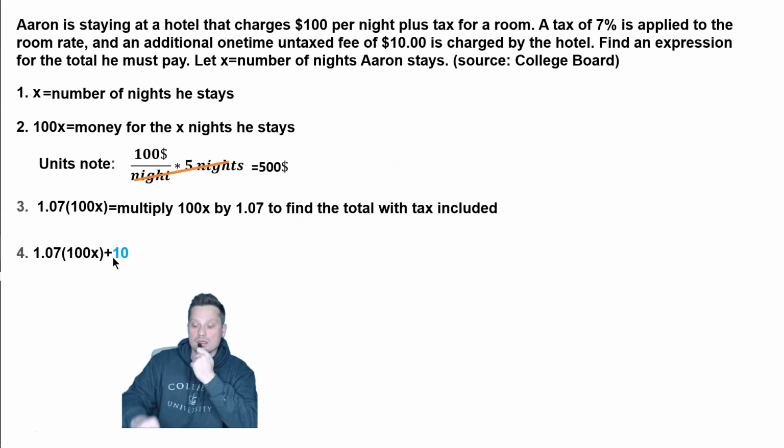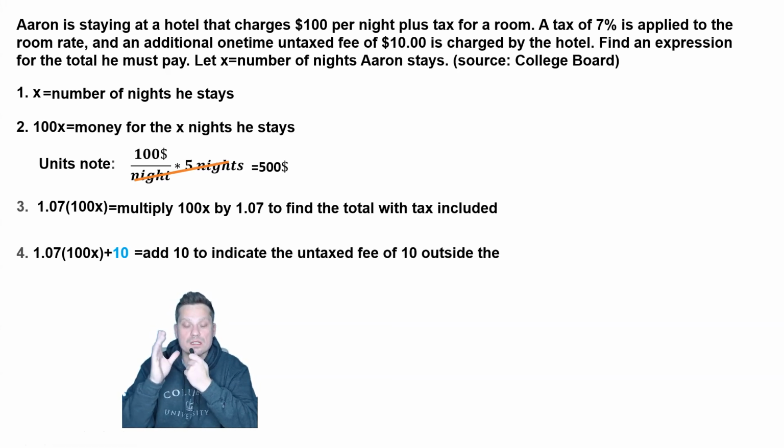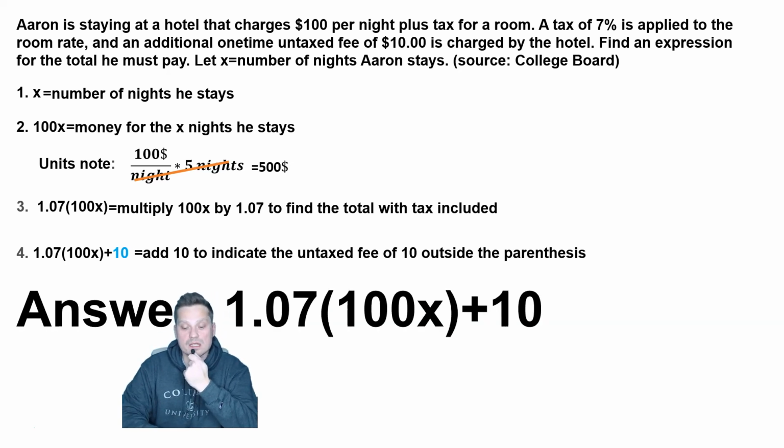And then in simple English, what this means now is the following. If I were to spell it out, it would be like saying add 10 to indicate the untaxed fee, outside the parentheses. Key point. Lastly, we can just simply state that the answer is the following. It's 1.07 times 100x, plus 10.